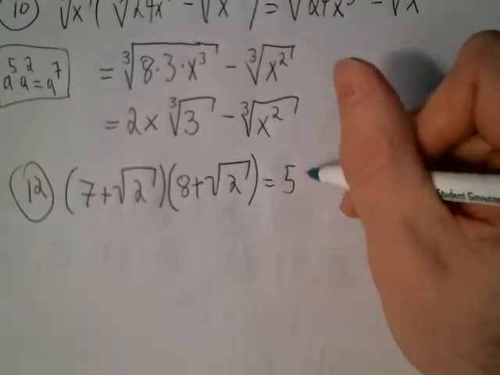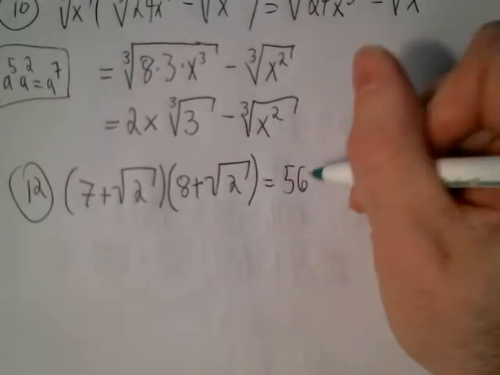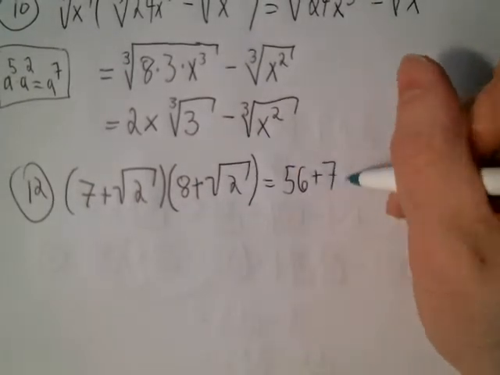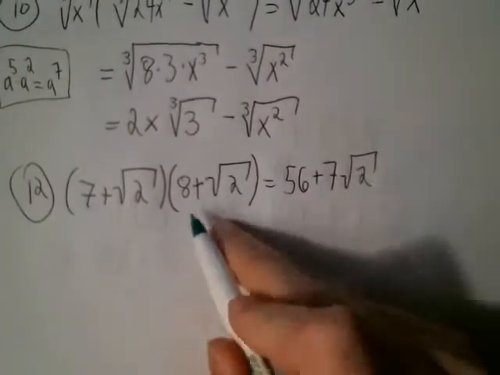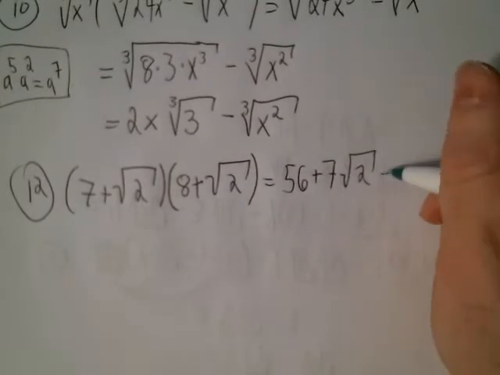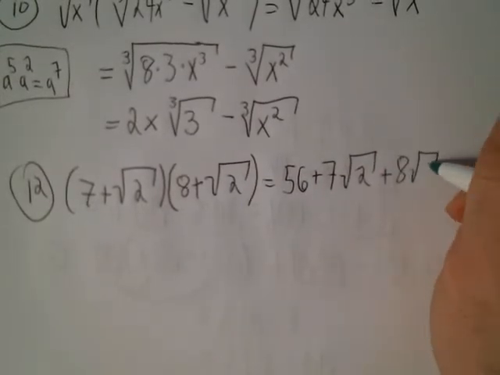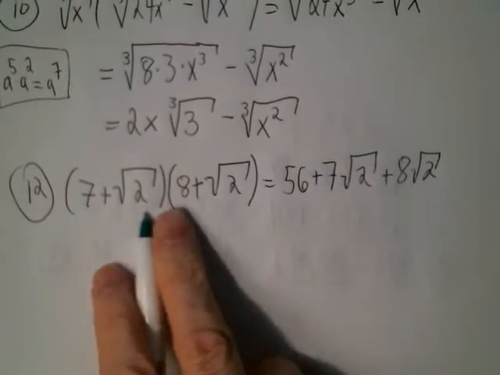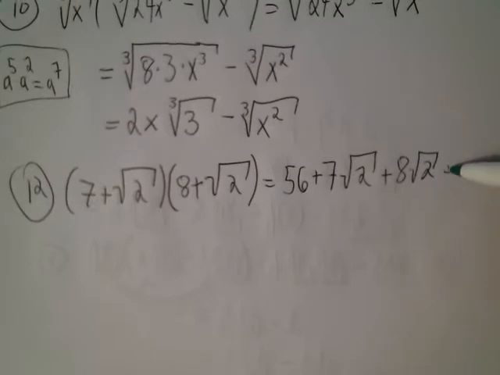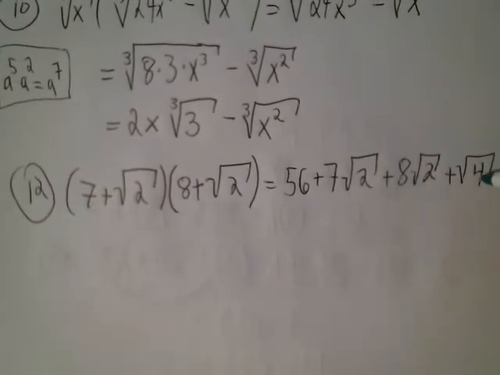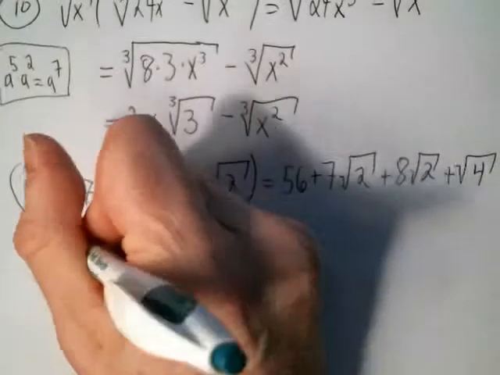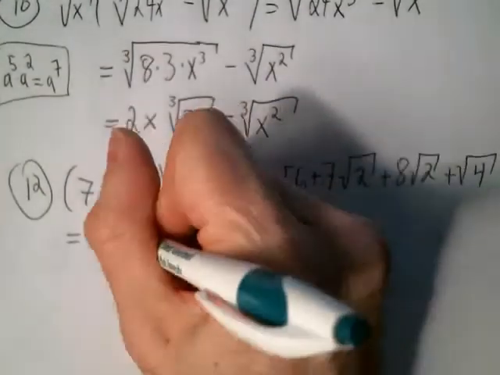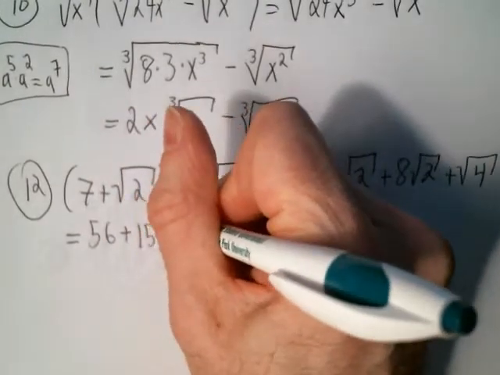Why is 7 times 8 always difficult for me? 56. And then the outer, 7 times radical 2. And then the inner, 8 times radical 2. And then the last, radical 2 times radical 2. You multiply the insides, right? So it would be plus radical 4. Okay. So I'll have 56 plus 15 radical 2.